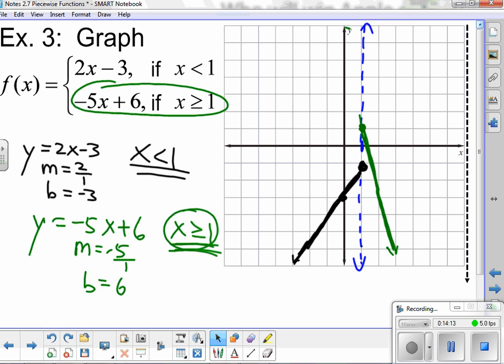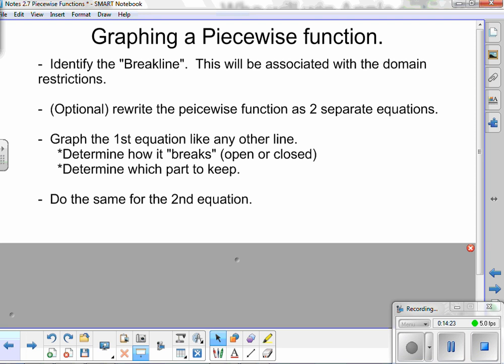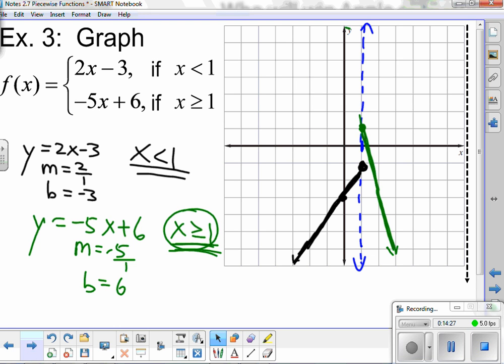Okay. Now, one thing is here, if you noticed, hopefully, I skipped one of my steps. One of the steps said determine how it breaks, open or closed. So just like when we used to graph on the number line, if there's a line underneath and it's equal to 1, it's a closed circle. If there's no line underneath, like this one right here, it's an open circle.